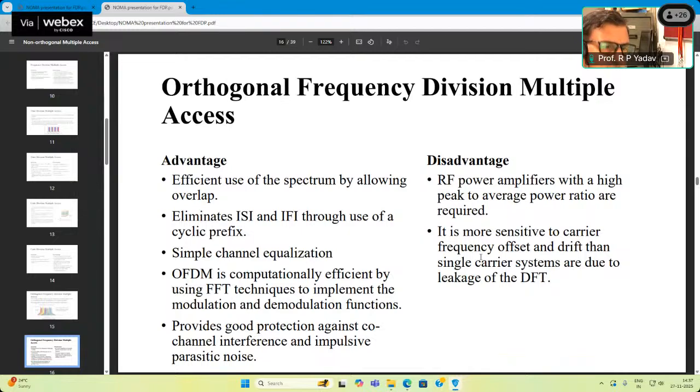Simple channel equalization. Why do we need channel equalization? Because there will be some delays across the channel propagation, and to get over this kind of channel distortion or channel delay, we normally use a channel equalizer. Not only wireless, even wired media like coaxial cable normally use this kind of channel equalization.